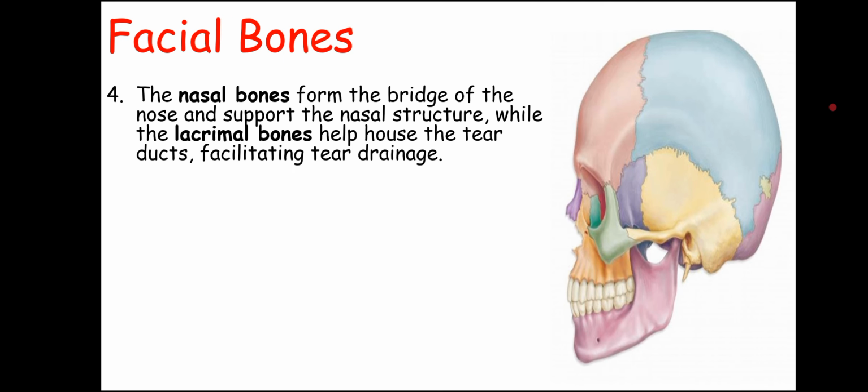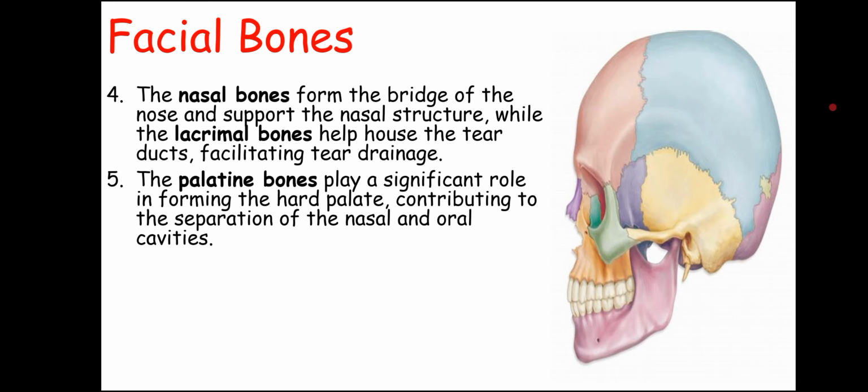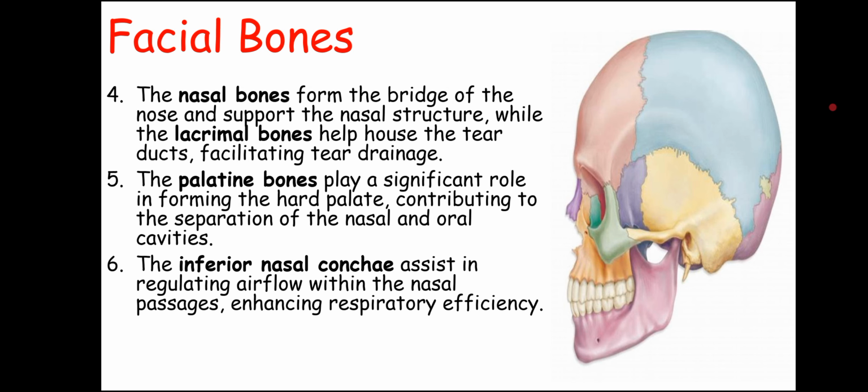Further talking about facial bones, we have nasal bone that forms the bridge of the nose and supports the nasal structure, while the lacrimal bone helps house the tear ducts, facilitating tear drainage. Here you can see at the anterior portion of the skull, we can see the purple bone, that is the nasal bone, and the green bone in the eye socket is the lacrimal bone. Next we have the palatine bone that plays a significant role in forming the hard palate, contributing to the separation of nasal and oral cavity.